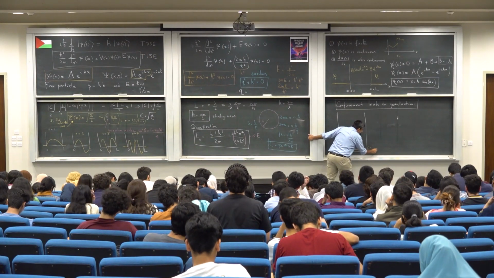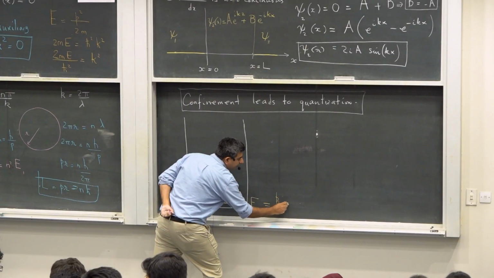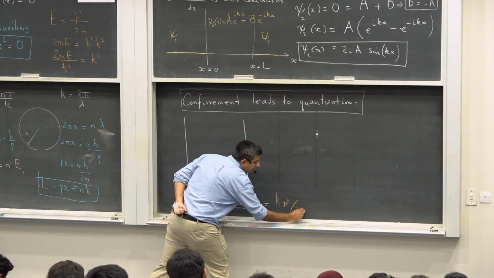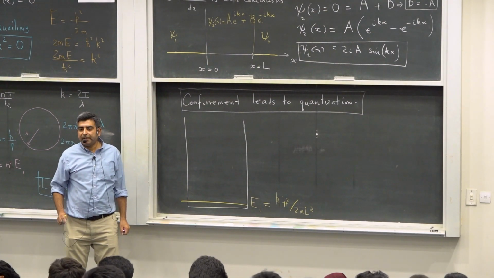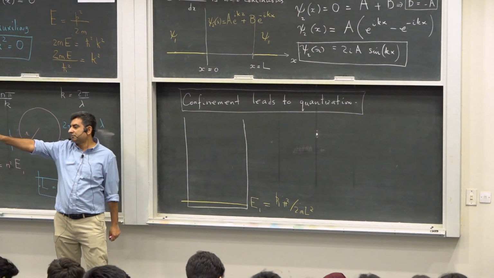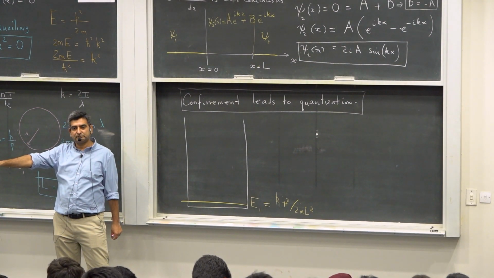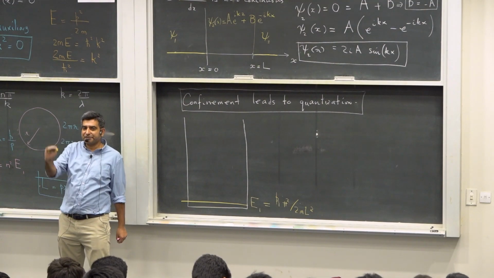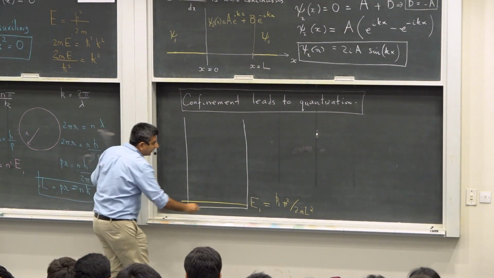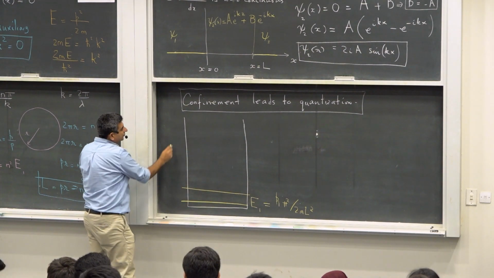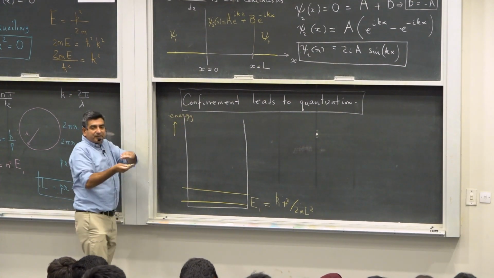That energy is h bar square pi square over 2ml square. This is called the ground state of the electron. Lowest energy state, the ground state. The next energy state is the first excited state. So that will be higher in energy. So this is my energy axis. I'm just drawing an energy level diagram.